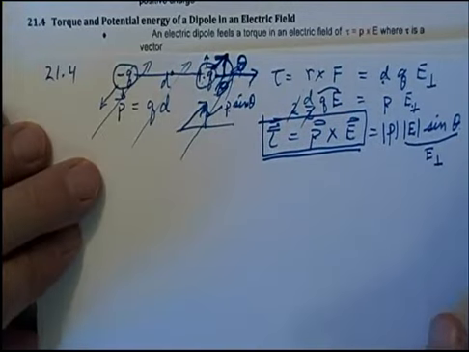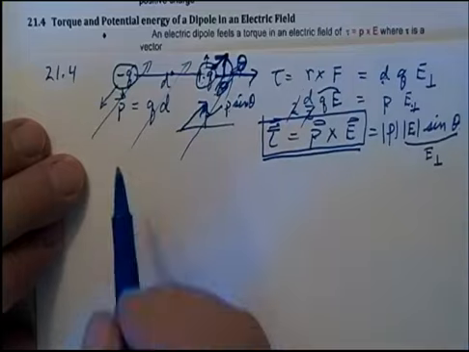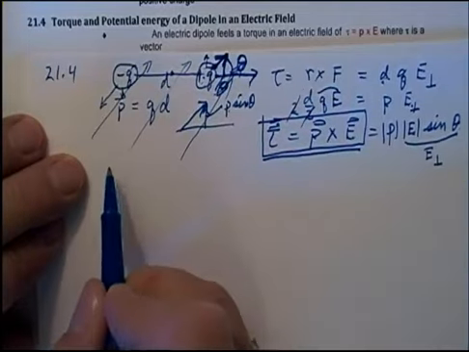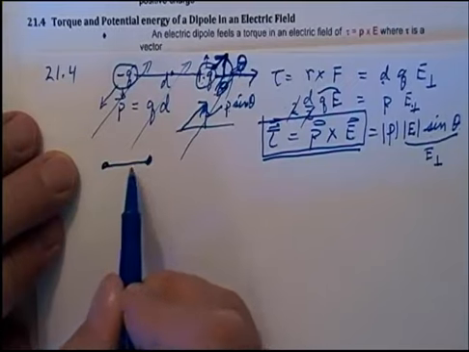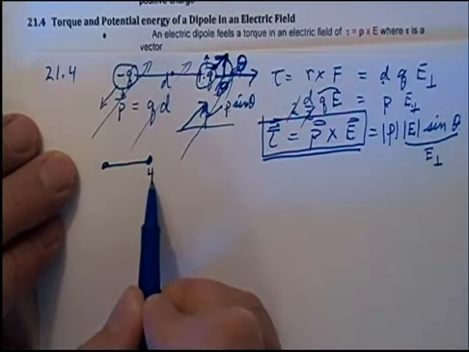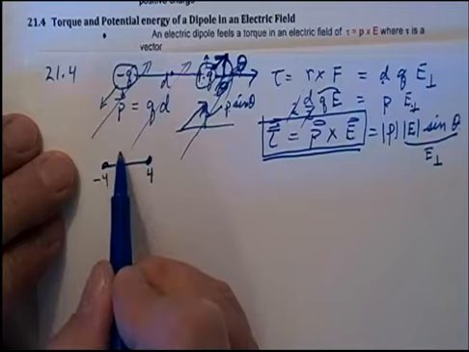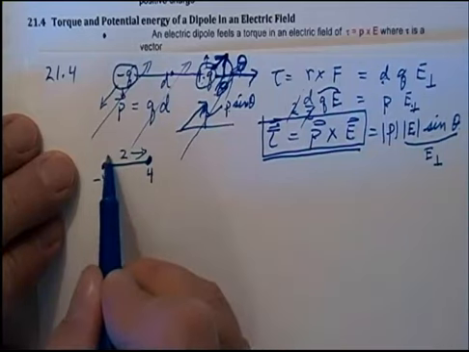Okay, how would we work a problem like that? Well, it's very simple. If we have a dipole here, let's just go back to the beginning. Maybe we have 4 coulombs here and a minus 4 coulombs here. And it's separated by a distance of 2 meters.